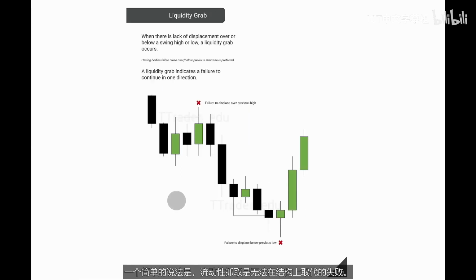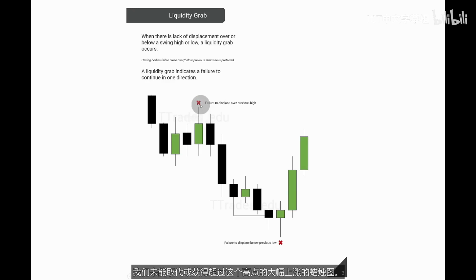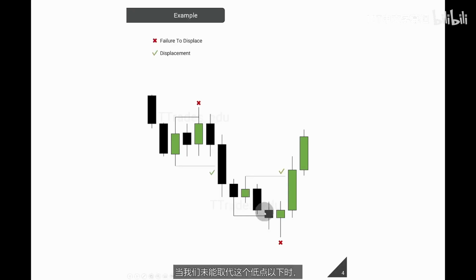A liquidity grab, simply put, is a failure to displace over structure. So for example, here, when we move up, we fail to displace or get large aggressive candles over this high. Same thing right here, we reach over this high but close back in, and then we continue lower. When we fail to displace below this low here, we look to the other side, and right here we get a strong aggressive move closing over this previous high, and we are likely to continue higher. Now that you understand the difference between price displacing and closing over structure, or failing to displace over structure, let's get into the charts and look at some examples.